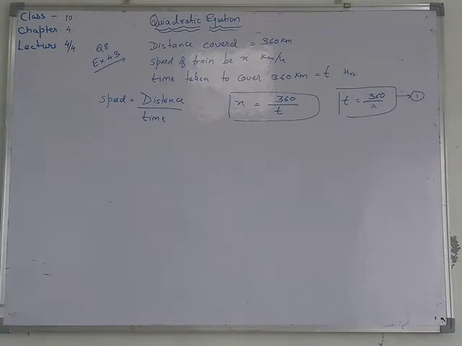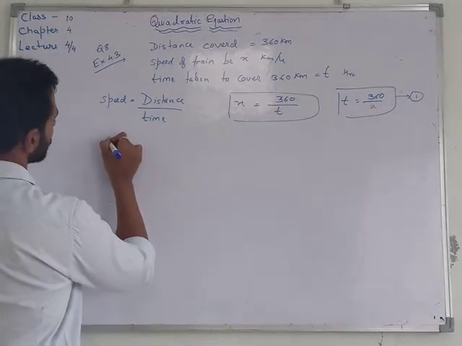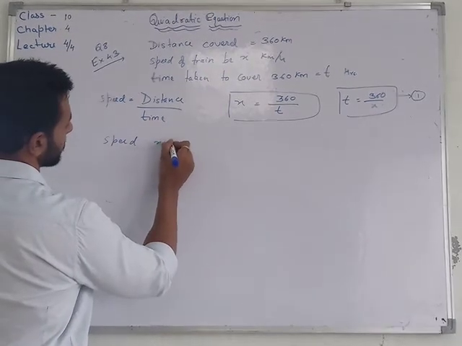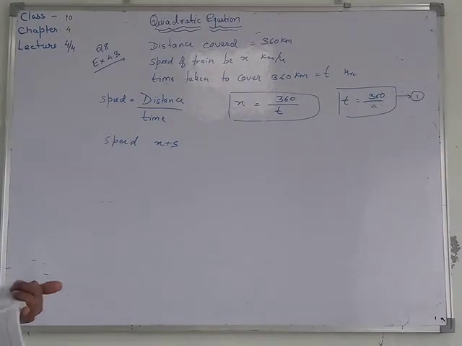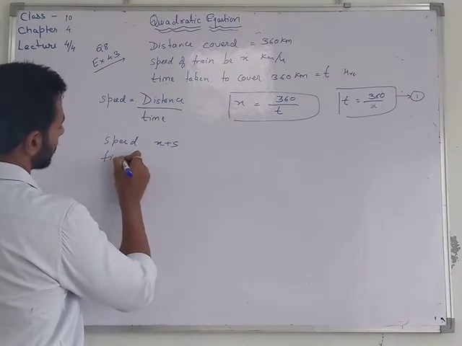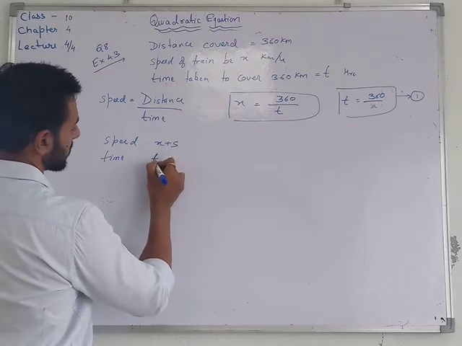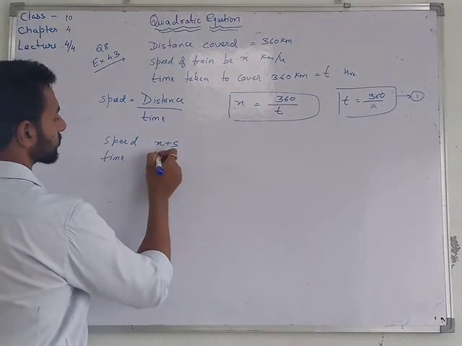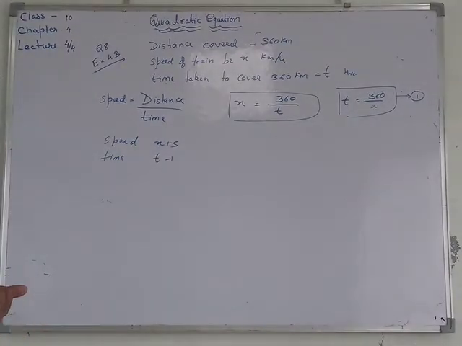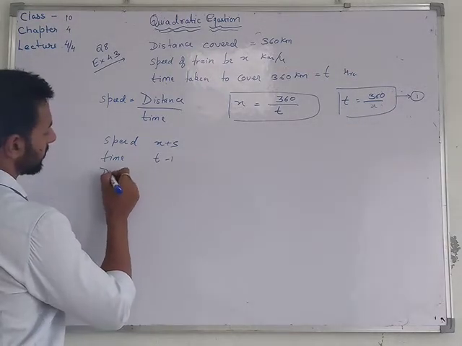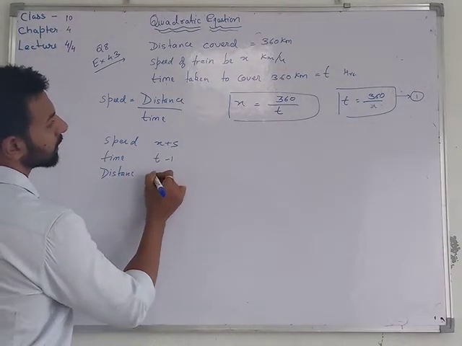Second condition is given that if the speed had been 5 km/h more, speed is increased by 5, which means the new speed will be x plus 5. If the speed is increased by 5 km/h, it would take 1 hour less, so the new time will be t minus 1, for the same journey of the same distance. So the distance will be the same, 360 km.